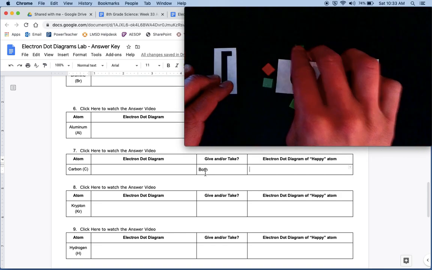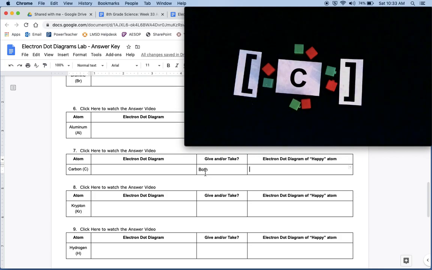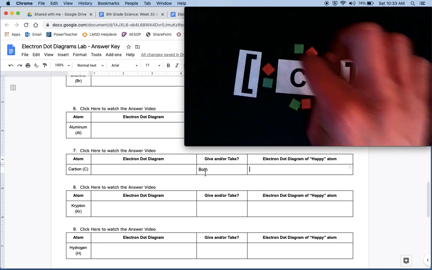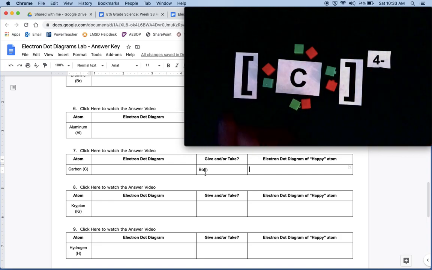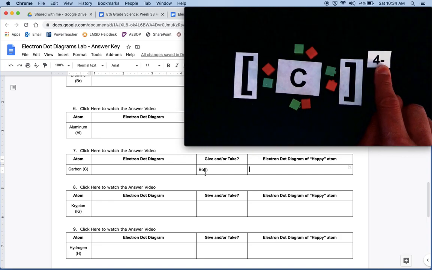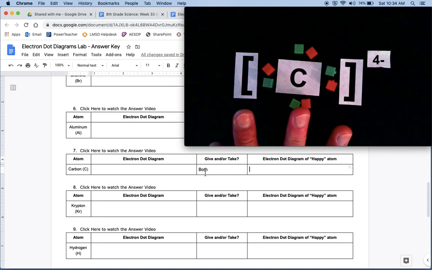The idea is still the same. It's still got an outer ring that's full. However, it looks a little bit different. Now this time, since it gained 4 negative things, right, it's going to have a 4 minus charge because it has 4 more electrons than protons, right? So this is my second answer. So in this one, you need to have 2 answers, okay? All right, there's carbon.